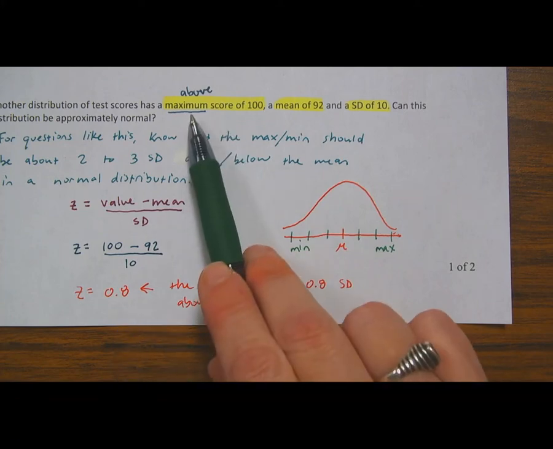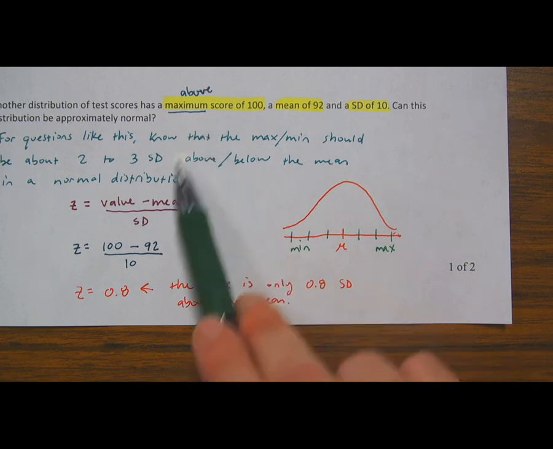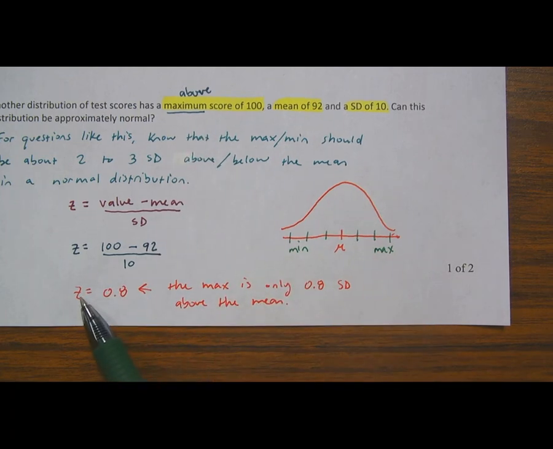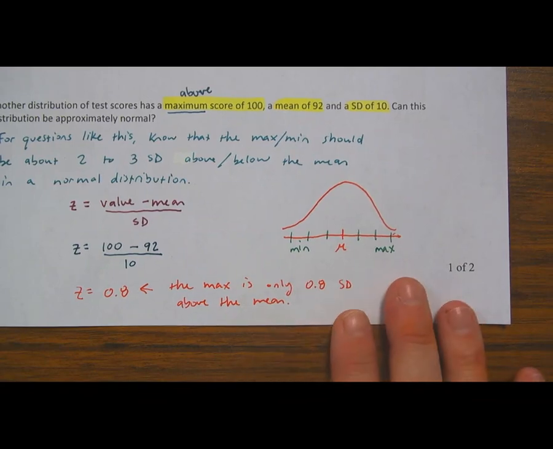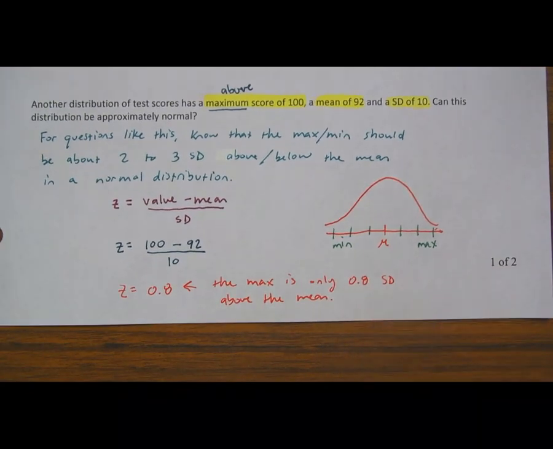The only thing that would change if this was a minimum problem is you would be looking for a negative z-score. It'd be -2 to -3 that you were needing to get for the minimum. So just know that that's going to be a test question, and I wanted to expose you to that. That's it for today's notes.